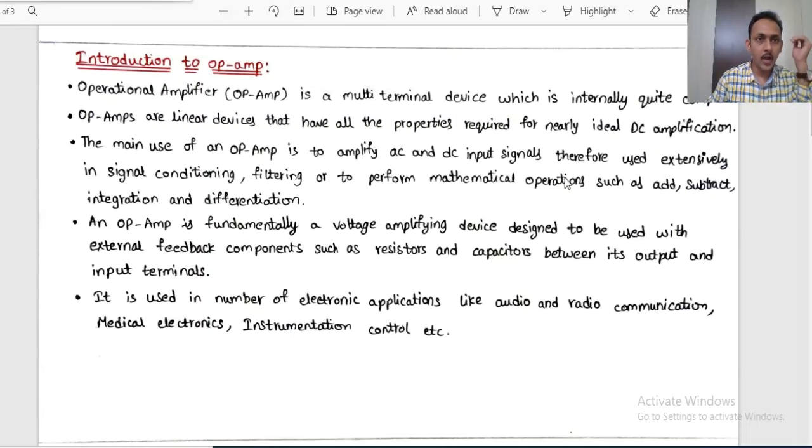In this video, we are going to discuss the operational amplifier, and we will see its introduction. What are the terminals we are having? What are the different areas in which we are going to apply or use this op amp?